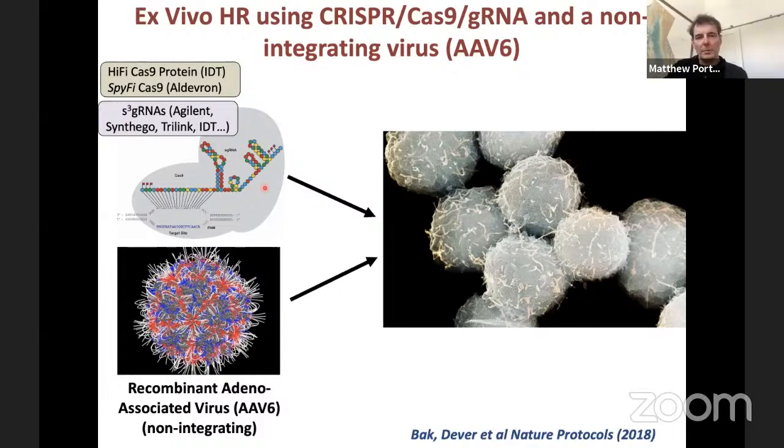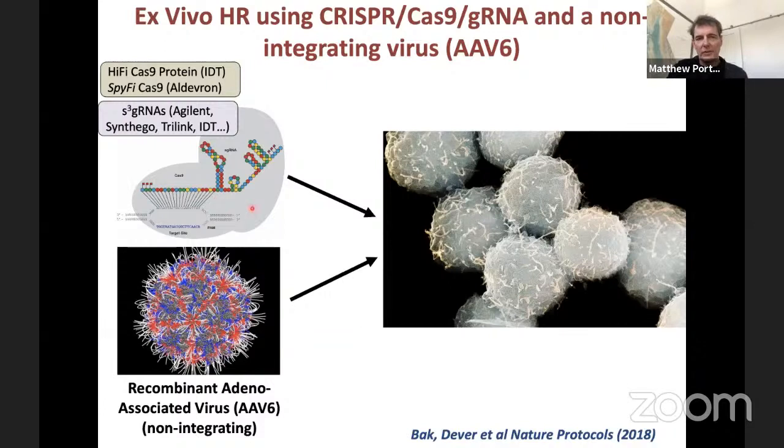And then we deliver our nuclease, in which case we use the CRISPR-Cas9 system, and we deliver the CRISPR-Cas9 as a ribonucleoprotein complex with a purified Cas9 protein. We use a high fidelity Cas9 protein that was discovered by IDT, complexed to what I call an S-cubed guide RNA, for synthetic, single, and stabilized guide RNA. And this synthetic guide RNA has end modifications to prevent it from being degraded.